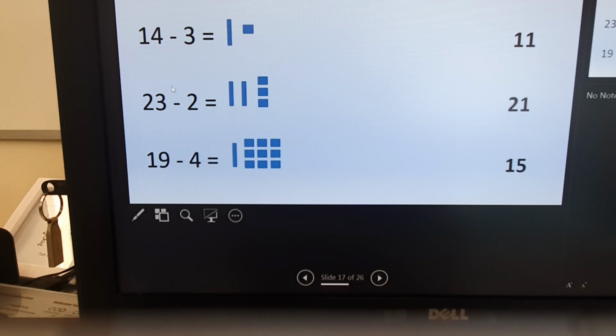So I want you to start by drawing your 23, and I want you to show your grown-up or someone that you are with how you would take away that 2 to give you the answer 21. So you should have crossed off 2 of those deans. And then we've got 19 take away 4, so we'd draw out our 19 and then we'd take 4 of those away and count how many we were left with.